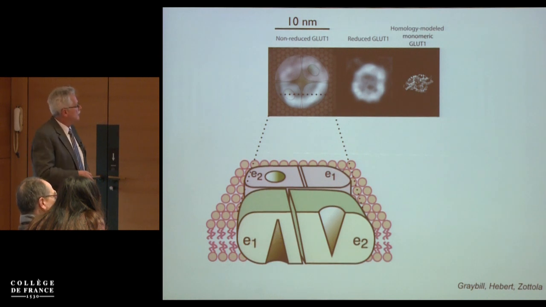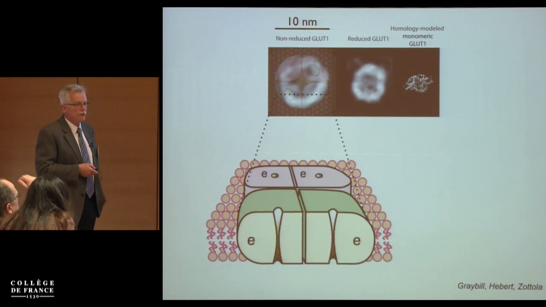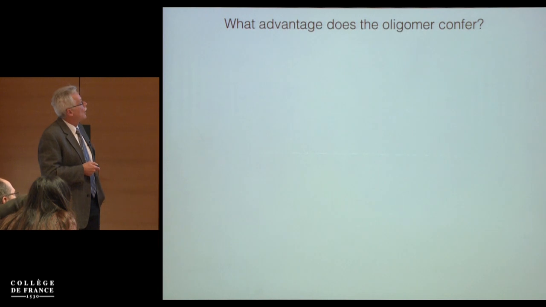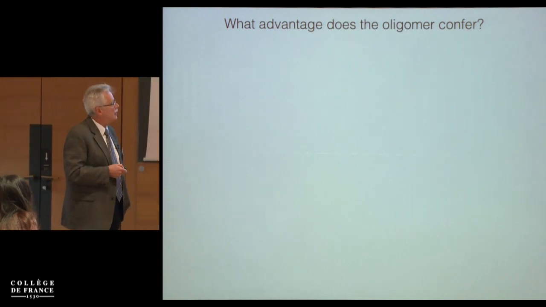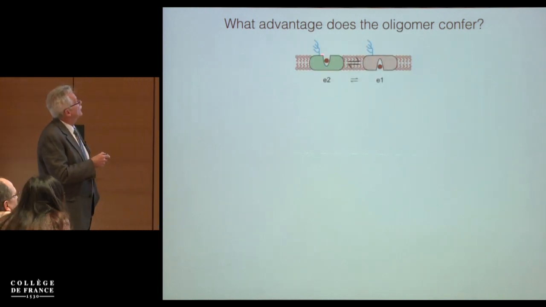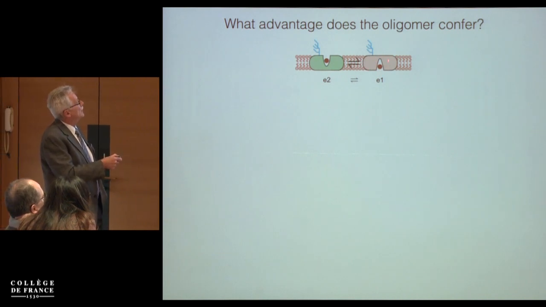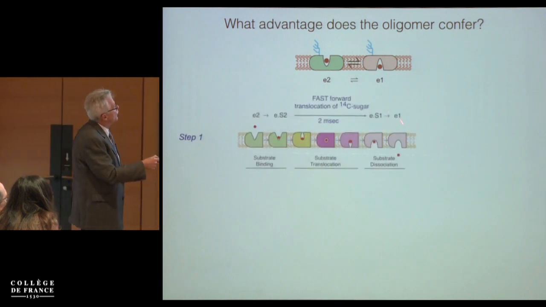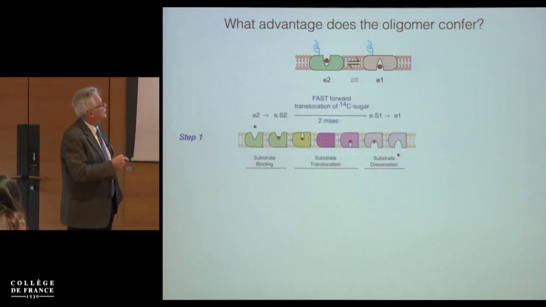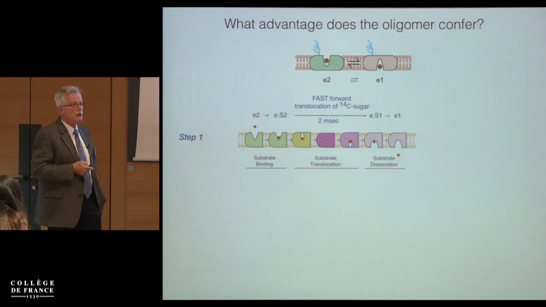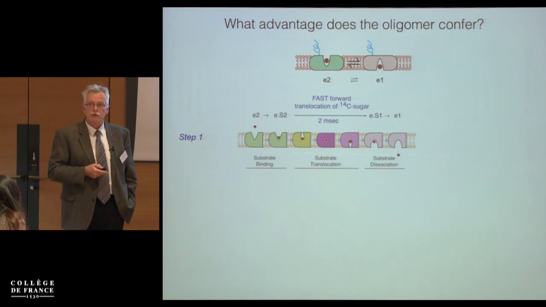And if I let it go, you'll see the reverse conformational change again. Now, why does this confer a catalytic advantage? Well, as you've seen, in order for transport to occur, E2 must undergo the E2 to E1 conformational change. The first step we've measured in reduced glucose transporter, and binding and translocation of sugar and release inside the cell takes only 2 milliseconds at room temperature.